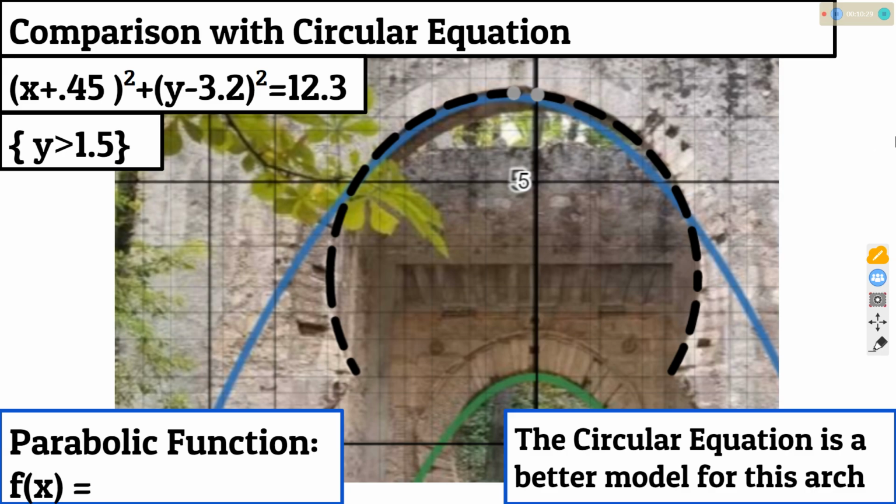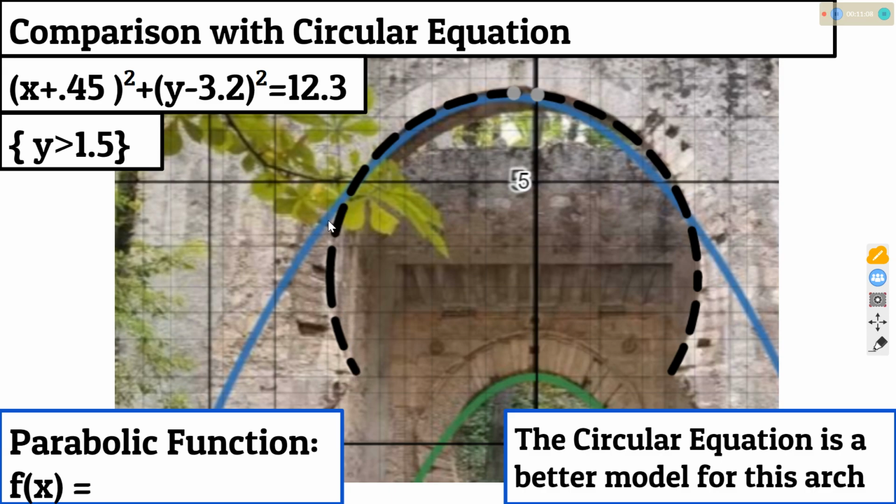Then we want to discuss the comparison with the circular equation. So we had an assignment on Desmos where I taught you guys how to use this notation in Desmos in order to get only partial equations graphed so that we didn't have the whole graph. So in this case, it's only giving me the values of the graph that have a y coordinate that is greater than 1.5. And we could see that this circle is in the black dotted line. And so this dashed line represents the arch almost perfectly.